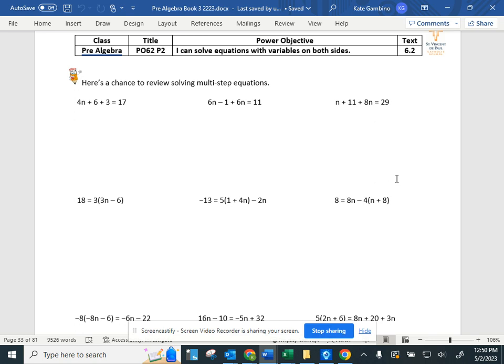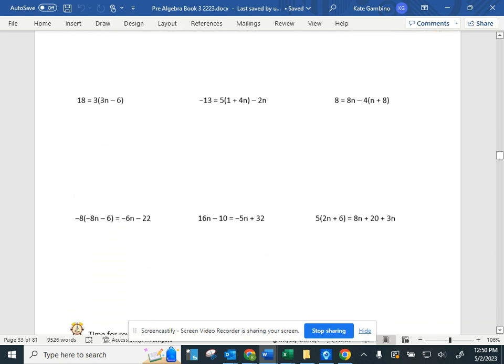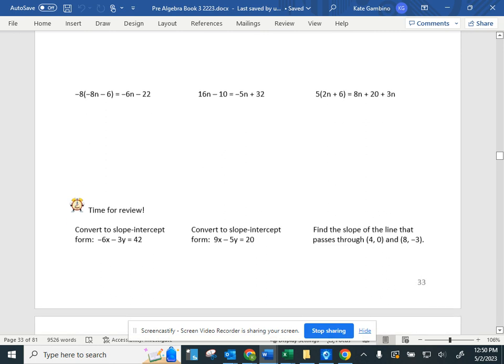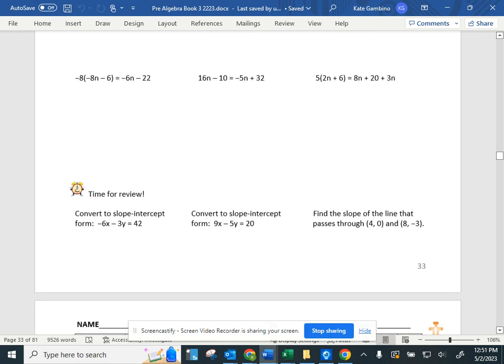So, if we look at PO62 part 2, we're just working through reviewing those steps. So, it's no new learning that we're doing today. It's just more work time. So, let's review how we do this. We're going to review with the harder one. And then there is time for review on the bottom because we do need to remember that slope-intercept form.